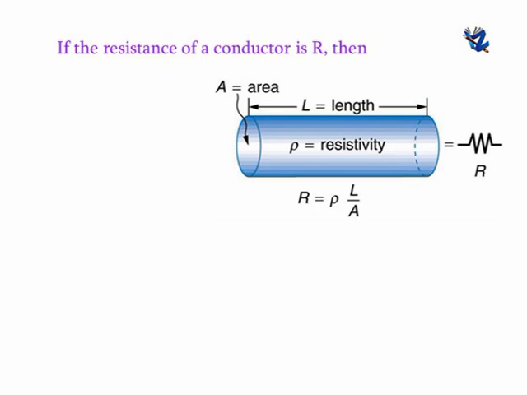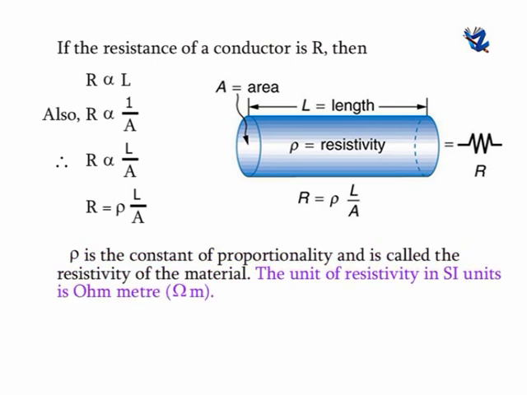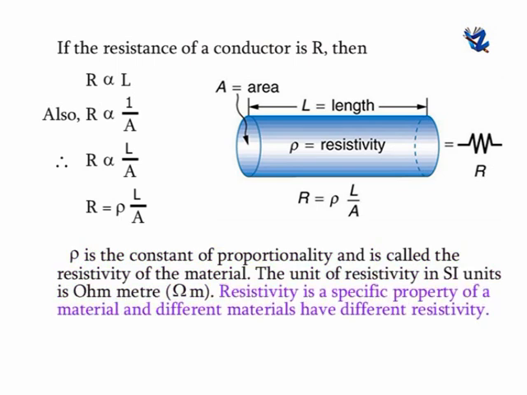If the resistance of a conductor is R, then R is directly proportional to L. Also, R is directly proportional to 1 upon A. Therefore, R is directly proportional to L upon A. Therefore, R is equal to rho L upon A. Here rho is the constant of proportionality and is called the resistivity of the material. The SI unit of resistivity is Ohm meter, and resistivity is a specific property of a material; different materials have different resistivity.